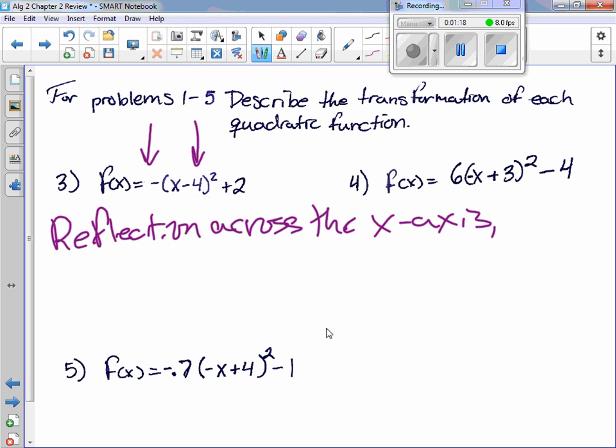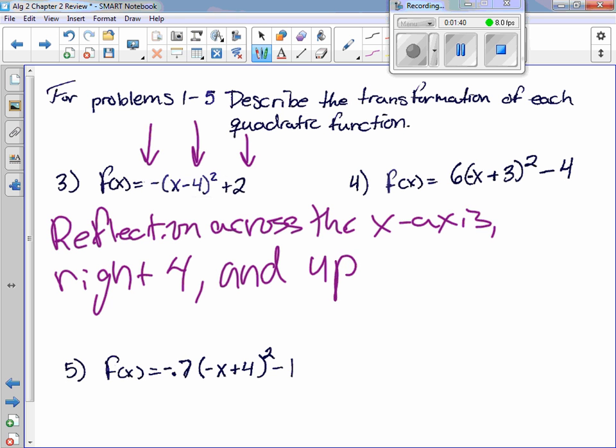Now I'm going to move inside the parentheses. So here we have a -4, yes? So it's the opposite direction of what we think. Since it's negative, it's not to the left, it's to the right. So this here would be right 4. And last but not least, the number outside would be up 2, because the number outside the parentheses is up and down.